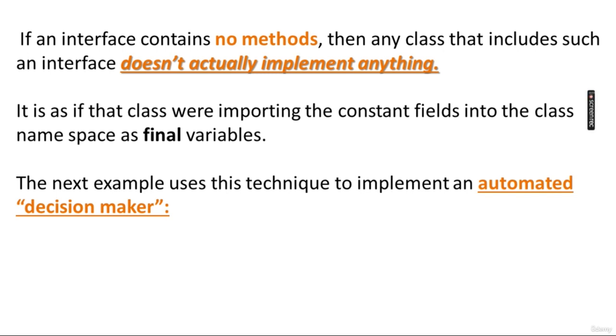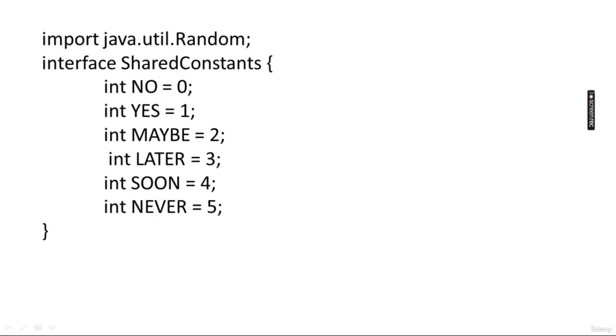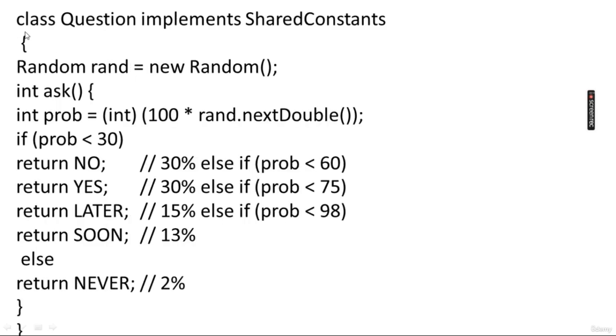So, automated decision makers, the next example we are going to see here. These variables are created as shared constants. No is equal to 0, yes is equal to 1, maybe is equal to 2, later is equal to 3, soon is equal to 4, never is equal to 5. So now this class implements the shared constants. Now a random number is generated. Ask probability: 100 times random.nextDouble, it will be converted into an integer and saved into the prob variable.